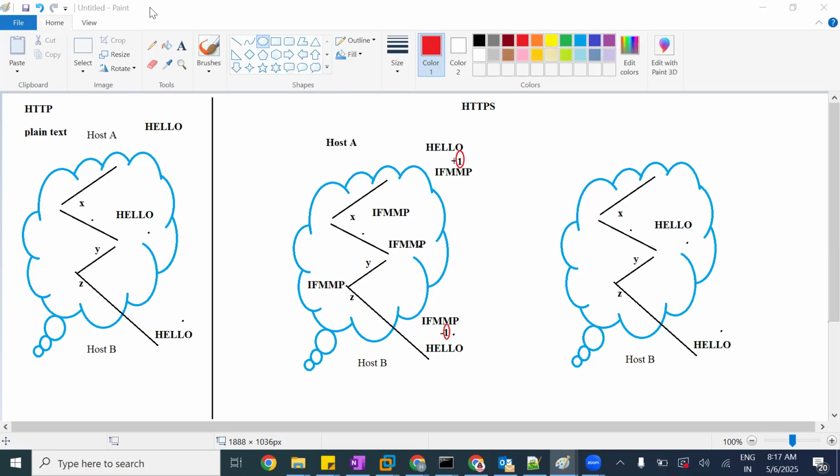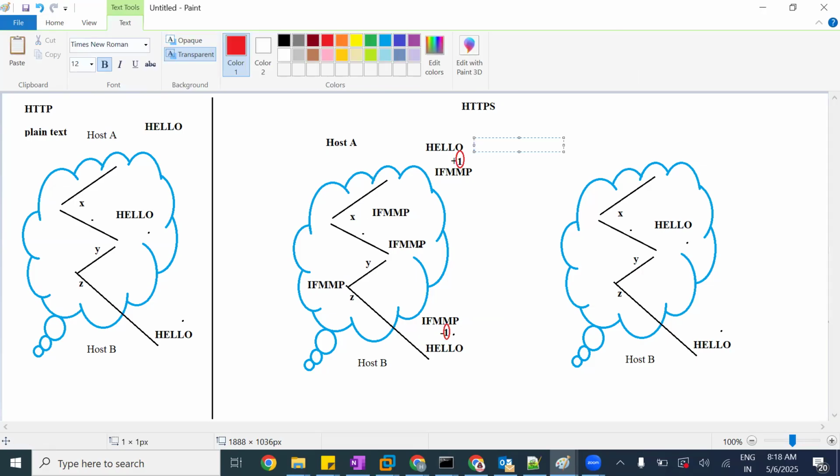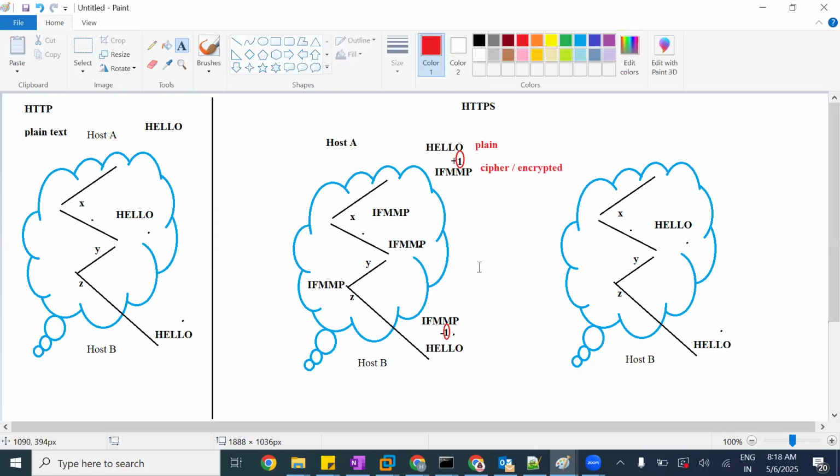The process of converting plain text to cipher text, or encrypted text, is called encryption. Can anyone tell me in the chat what is meant by decryption? Give me the complete sentence. What is meant by decryption?